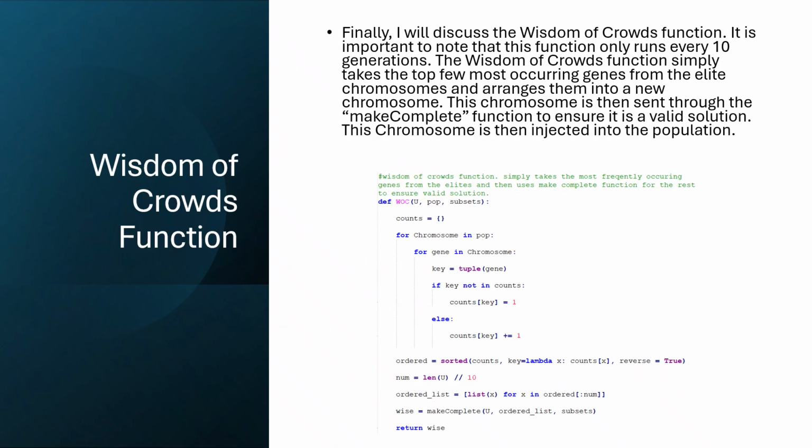Finally, I will discuss the wisdom of crowds function. It is important to note that this function only runs every 10 generations. The wisdom of crowds function simply takes the top few most occurring genes from the elite chromosomes and arranges them into a new chromosome. This chromosome is sent through the makeComplete function to ensure it is a valid solution. And this chromosome is then injected into the population.